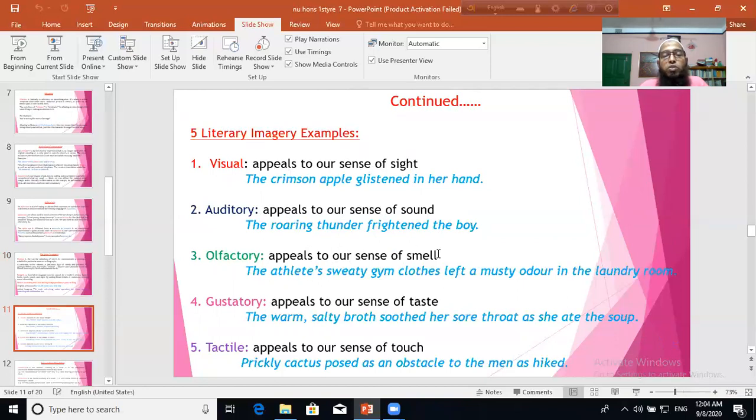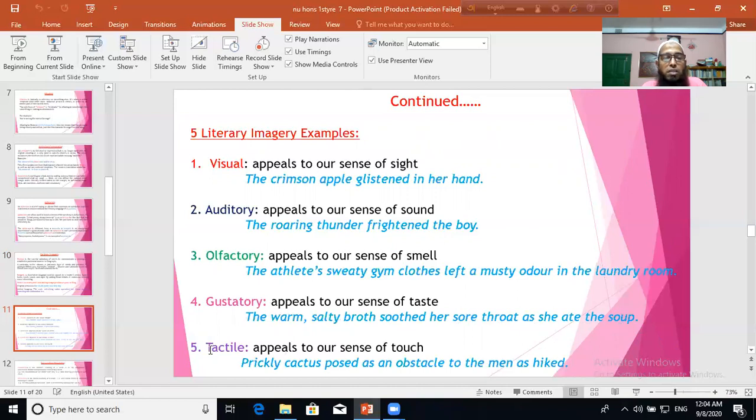Olfactory appeals to our sense of smell: The athlete's sweaty gym clothes left a musty odor in the laundry room. Odor means bad smell. Gustatory appeals to our sense of taste: The warm, salty broth soothed her sore throat as she ate the soup. So salty, it is a matter of taste.